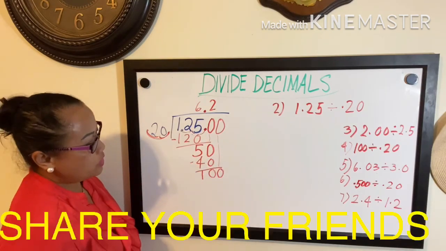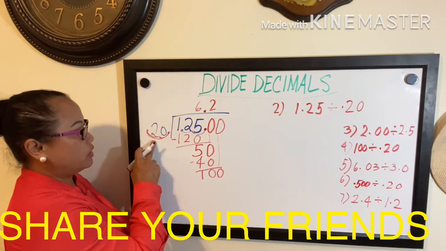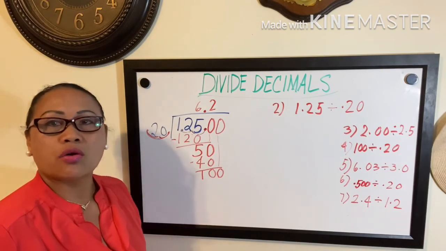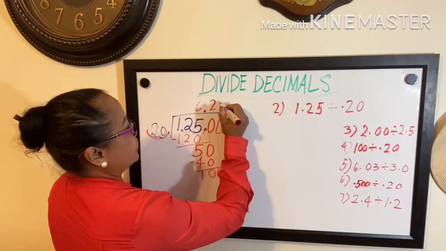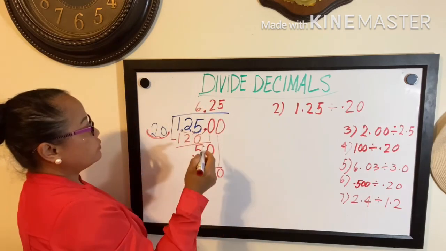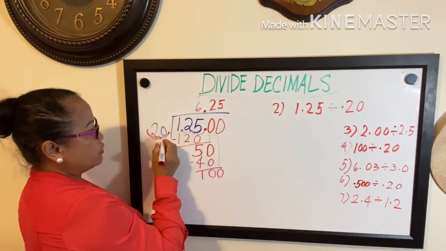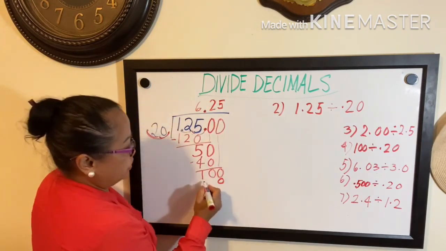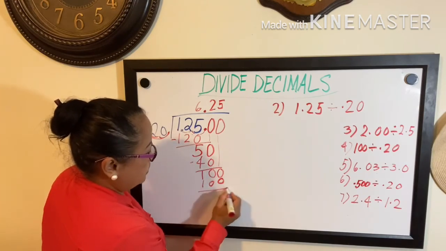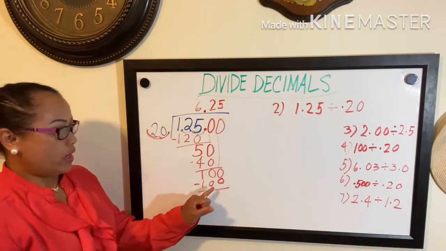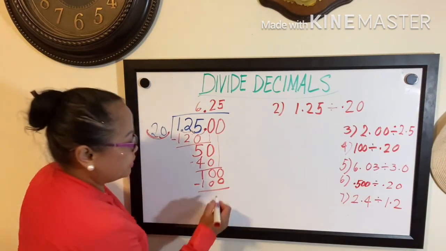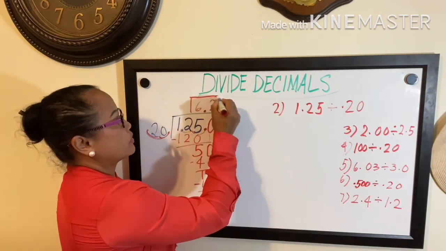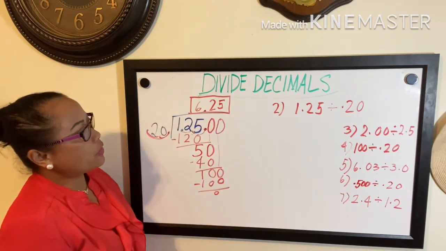Okay? So, 100. How many 20s go into 100? There are 5. So we'll put it here, straight. And then 5 times 0 is 0. 5 times 2 is 10. Then we'll subtract. 100 minus 100 is 0. So our answer is this one, 6, our quotient.